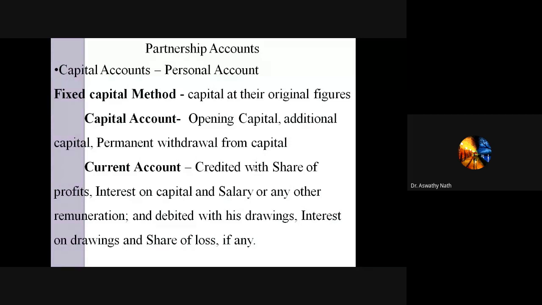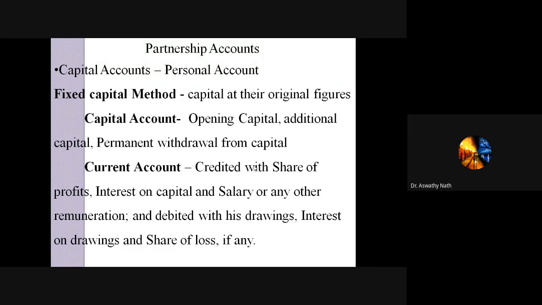Fixed capital method and fluctuating capital method. When the partners agree to keep their capital at their original figures year after year, they are said to have fixed capitals. So they continue to appear at their original figures unless contribution is made by way of additional capital or refund is allowed of the surplus capital. So they want to maintain their capital as fixed.